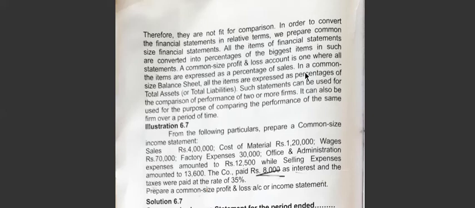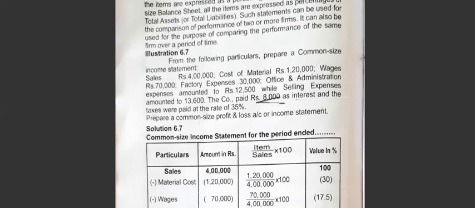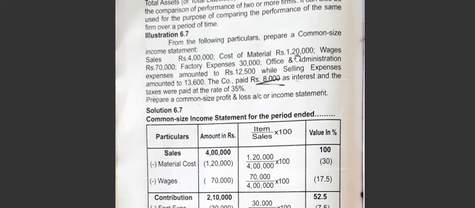From the following particulars, prepare a common size income statement. Sales 4 lakh, cost of material 1,20,000, wages 70,000, factory expenses 30,000, office and administration expenses 12,500, selling expenses 13,600. The company paid 8,000 as interest and the tax was paid at the rate of 35%. Prepare the common size profit and loss account and income statement.